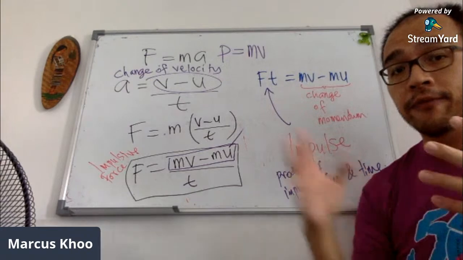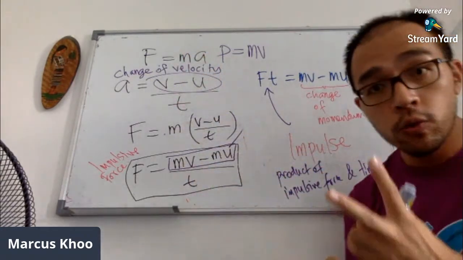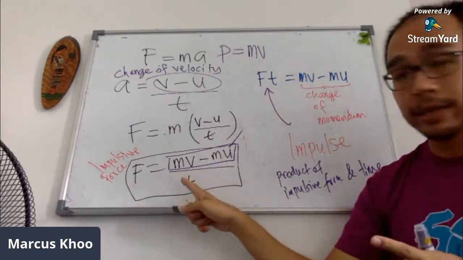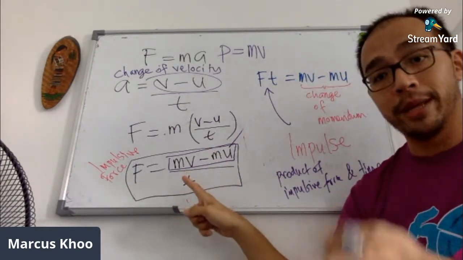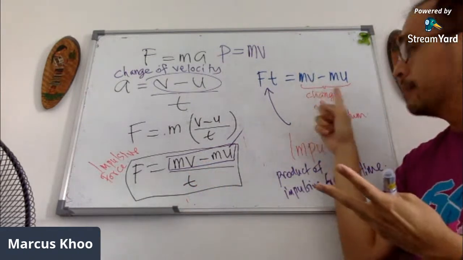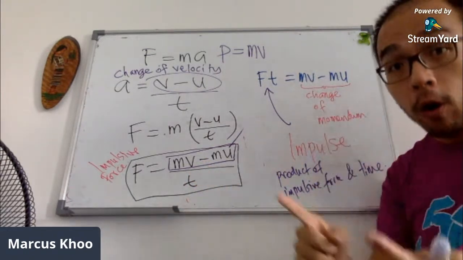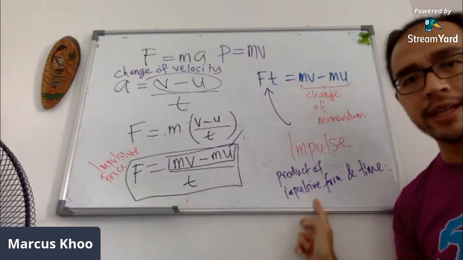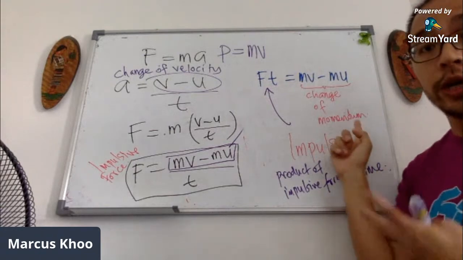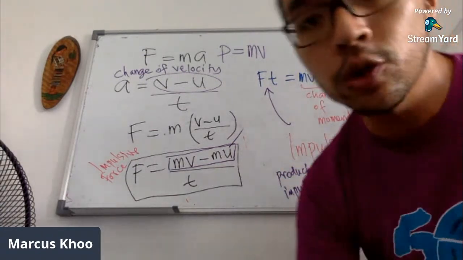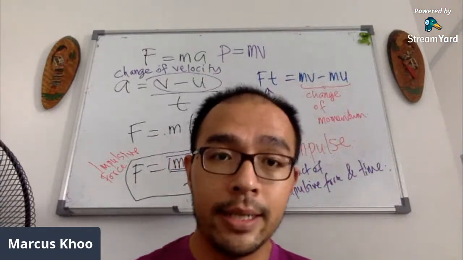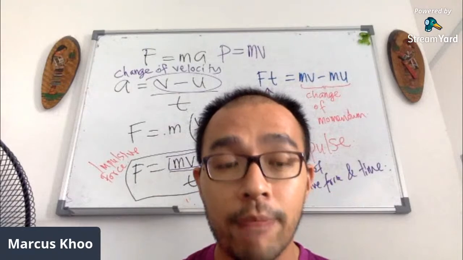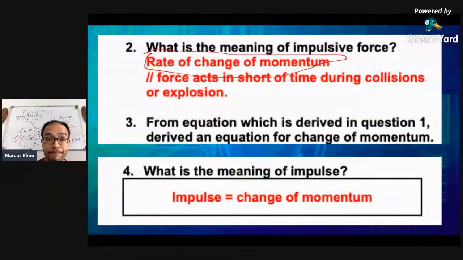But from this law, we are learning two new formulas, two new things per se. Number one is, what is impulsive force? Rate of change of momentum. What is impulse? Impulse is the change of momentum or the product of impulsive force and time. This is very rarely used because this is more popular. The change of momentum is known as the impulse. So new words for us: impulsive force and impulse. But that's what it means in physics.